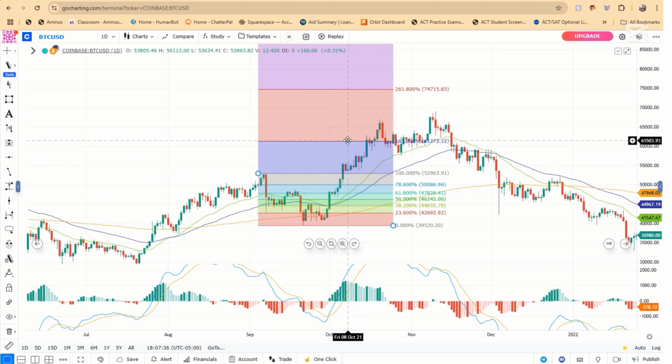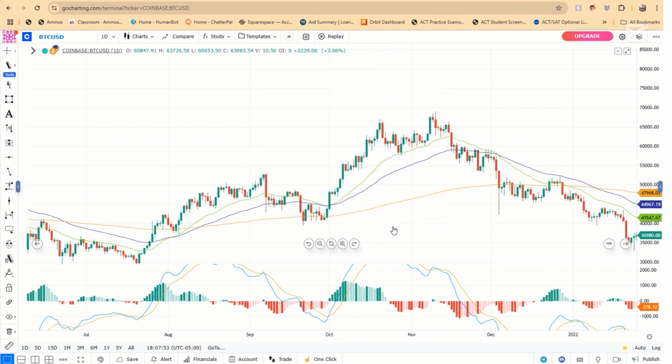So as you're going up, you might use these ones up here better: the 161, the 261. This would give you some confidence as to where maybe you could take some profits going up in the bull run, setting some sell targets. Perfect. So that's how you use that.